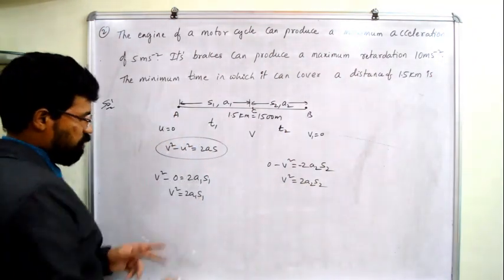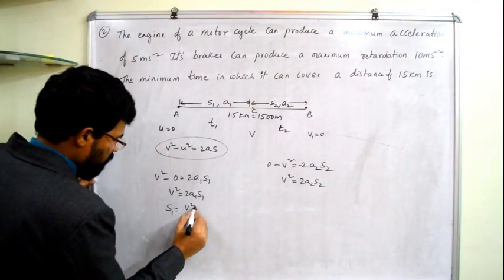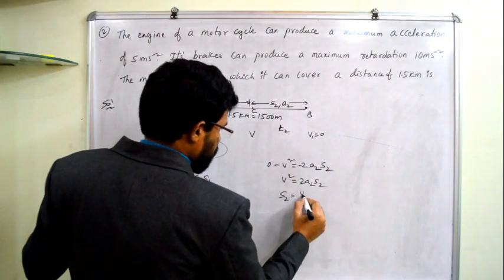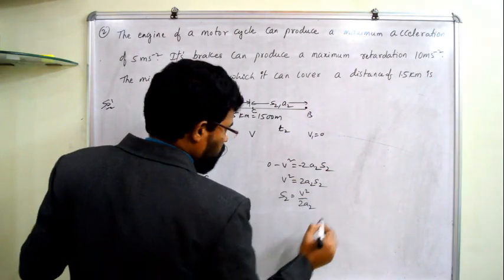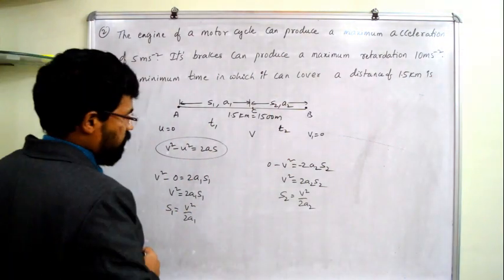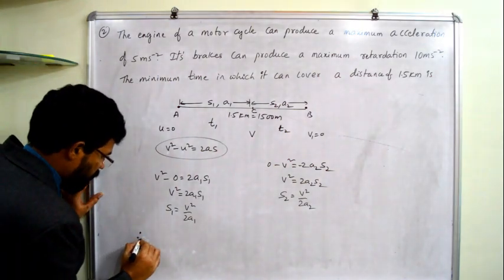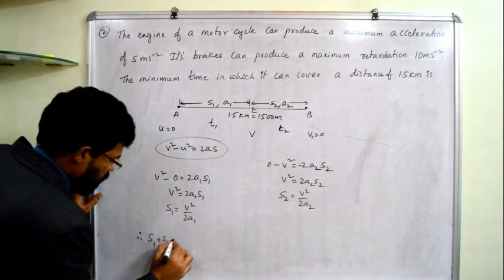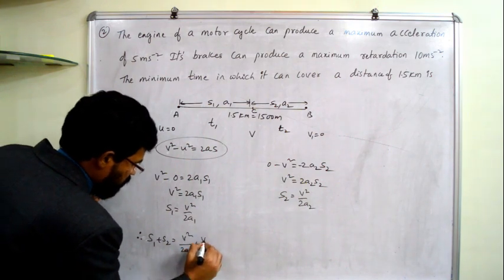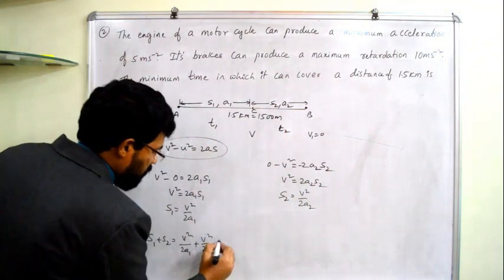Compare these two equations, both are the same, isn't it? So from this equation I will write s1 as v square by 2a1, and from here I will write s2 as v square by 2a2. That's how you can write, isn't it? Now let me add these two distances. What should I get? I should get 1500 meters. Therefore s1 plus s2 is equal to v square by 2a1 plus v square by 2a2, which is equal to 1500 meters.